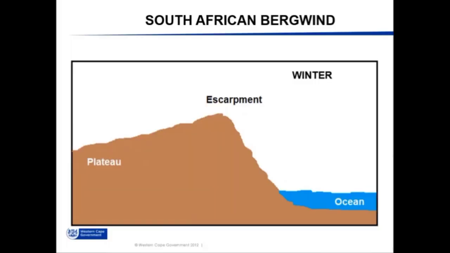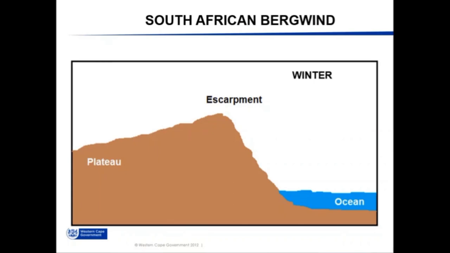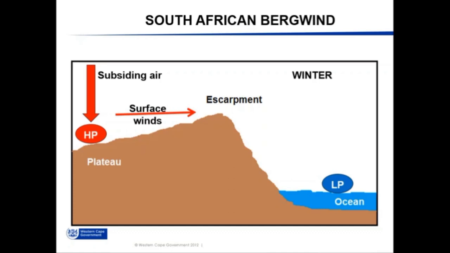This is now a cross section. This one is a plan view, and this is a cross section of what happens. Same thing, subsiding air, high pressure onto the plateau, interior of the country. That air can't go through the surface of the earth. Then we have a low pressure over the ocean, and we know air moves from a high pressure to a low pressure.